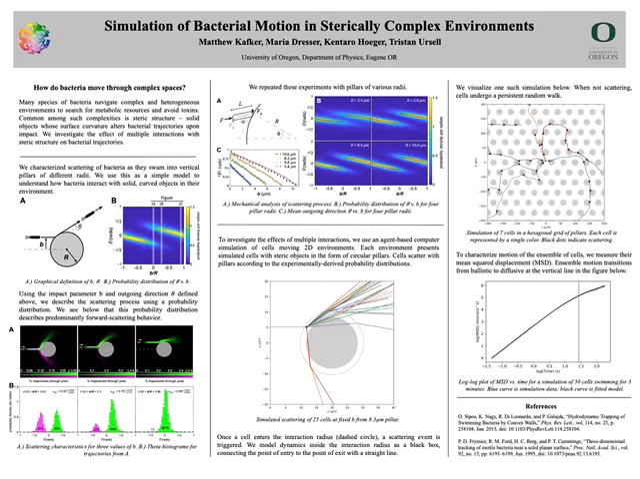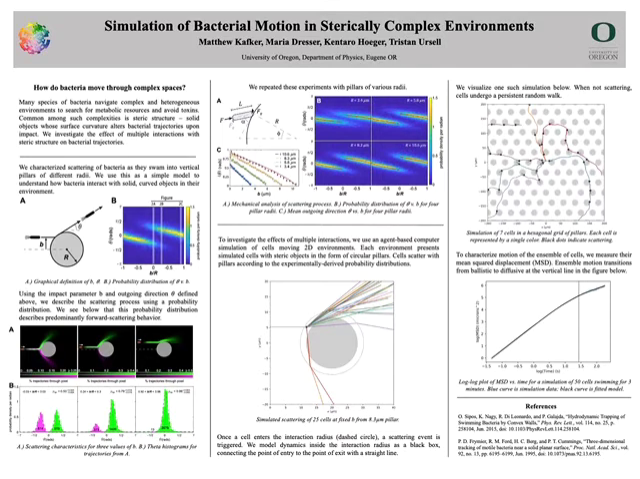The question that my poster is concerned with ultimately is how do bacteria move through complex spaces? Many species of bacteria navigate complex and heterogeneous environments to search for metabolic resources and avoid toxins. Common among such complexities is steric structure, solid objects whose surface curvature alters bacterial trajectories upon impact. We investigate the effect of multiple interactions with steric structure on bacterial trajectories.